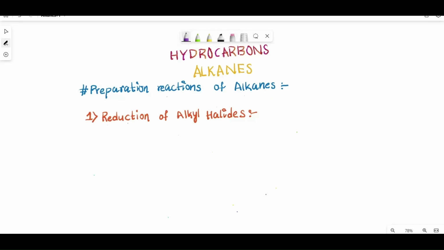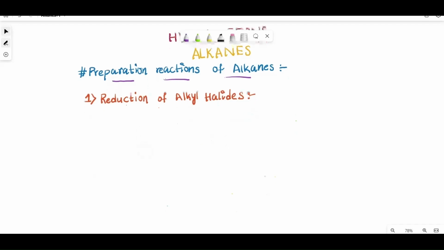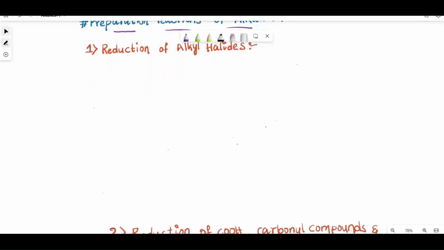Hello guys, in this video I am going to explain preparation reactions of alkanes. Let's see one by one. First method is reduction of alkyl halides. In this, generally reduction means addition of hydrogen. We will add the hydrogen by removing more electronegative atoms like oxygen or halogens. Let's see one example here.